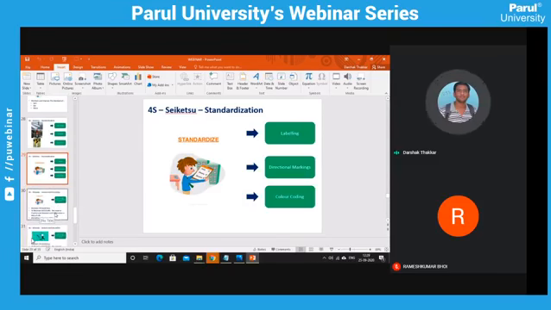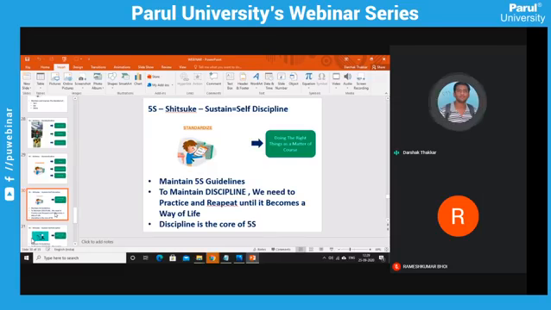So for that, the fifth S, Shitsuke, sustain, or we can say self-discipline, is the most important. The 5S is basically a cultural change program, right? It is an inbuilt habit, or we have to develop the habit in ourselves, in our employees, and in our work area.